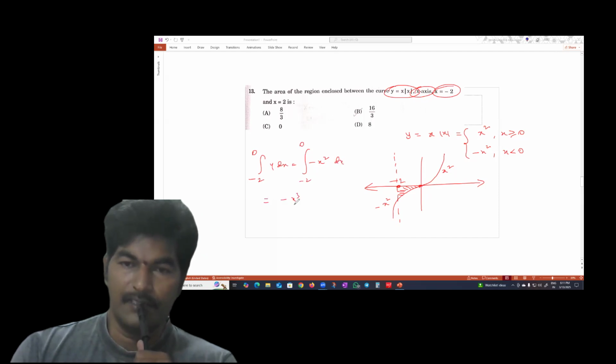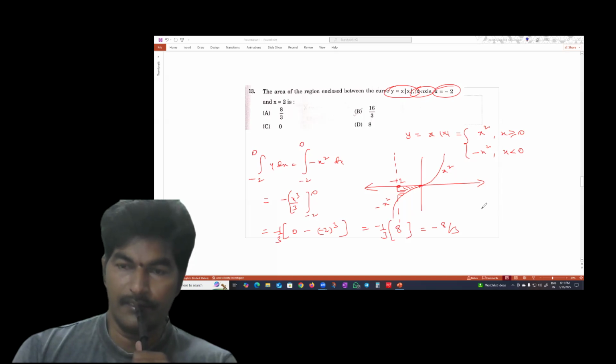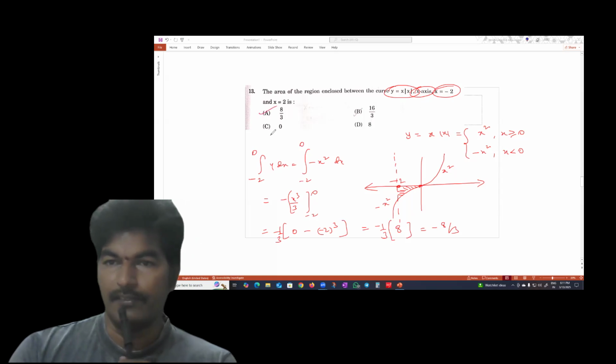It will be minus x cube by 3 under limits minus 2 to 0. So minus 1 by 3 of, if you substitute 0, 0 only. If you substitute minus 2, cube gives minus 8, so minus 1 by 3 of, minus of minus is plus, this is 8. So minus 8 by 3, or plus 8 by 3 as area you can consider. So option A is correct.